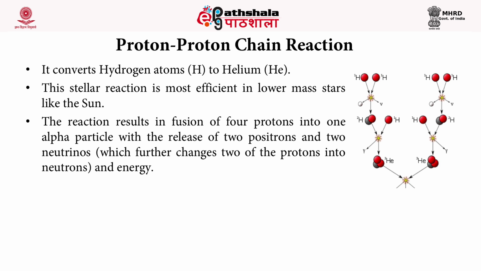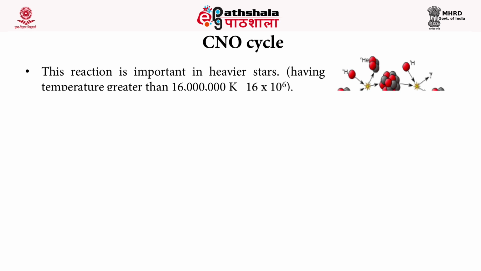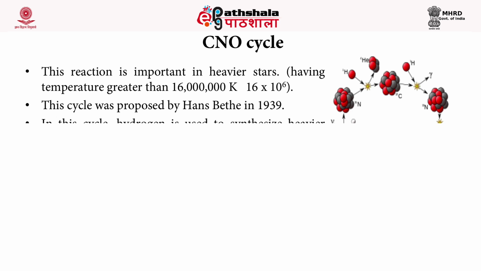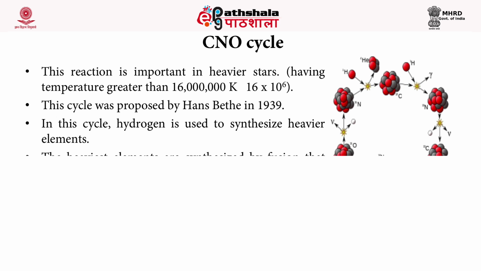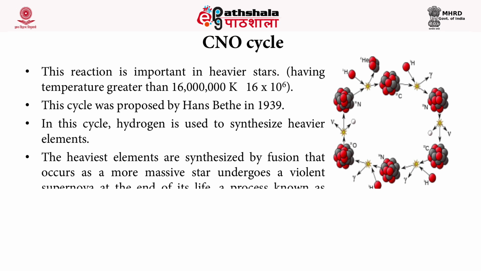This reaction is more efficient in lower mass stars like the sun. The reaction results in fusion of 4 protons into 1 alpha particle with the release of 2 positrons and 2 neutrinos, which further changes 2 of the protons into neutrons, and energy. The CNO cycle is important in heavier stars having temperature greater than 16 into 10 to the power 6 Kelvin. In this cycle, hydrogen is used to synthesize heavier elements.